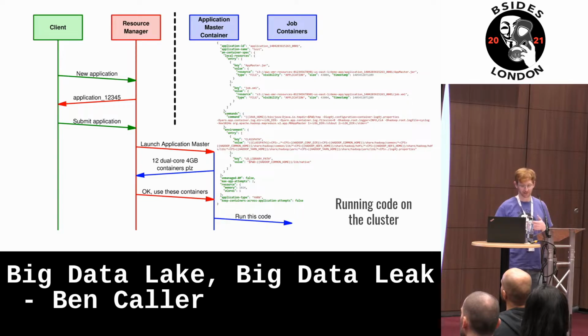It gives us an application ID, and then we submit the application specification. You don't need to read that, but it's just giving it some environment variables and telling it the location of the code and some data files that you might need. Then the resource manager is going to launch the application master container somewhere on the cluster for your particular application. And your application master is then going to ask the resource manager for the resources it actually needs to run your application. And then when there's space on the cluster, it's going to schedule and run your job.